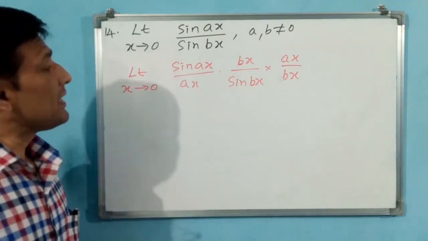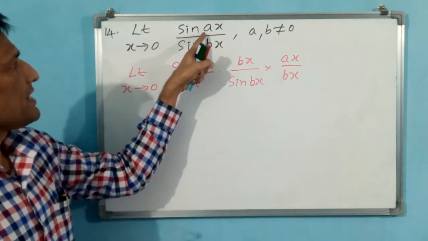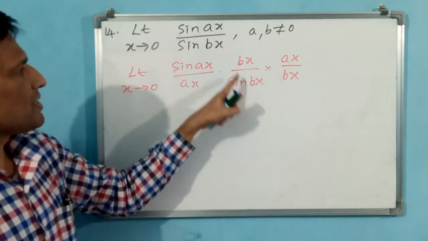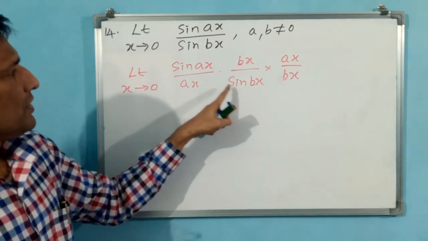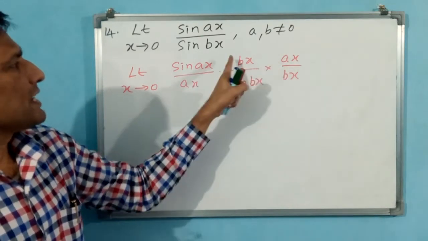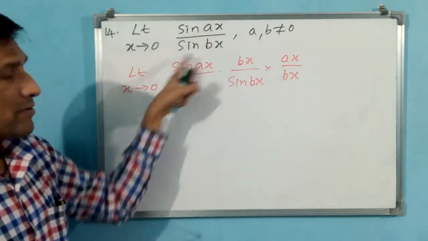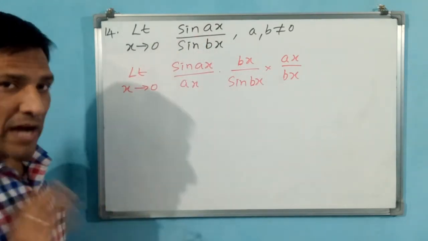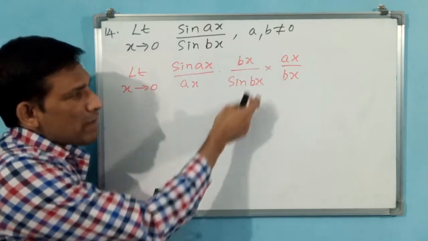Now first of all, let us see, is this correct? Limit x tends to 0, sin ax divided by sin bx. You see here, ax is going to get cancelled, bx is going to get cancelled. Then only these two remain. Over. Now what is the advantage? Because this you can write as 1, this you can write as 1 by 1.